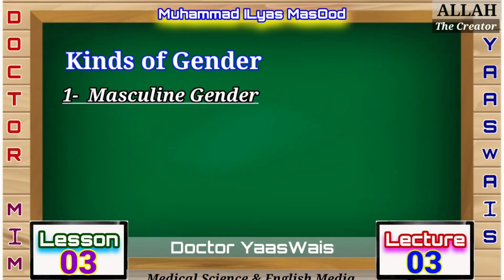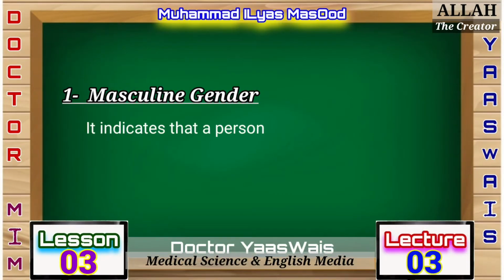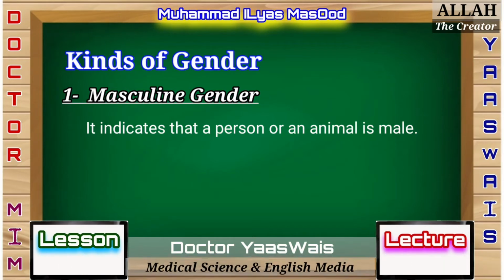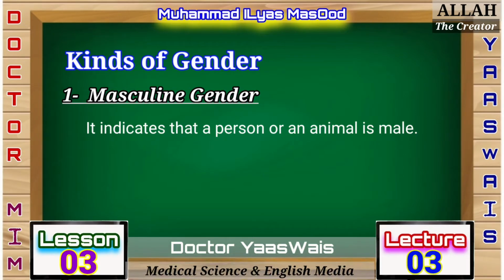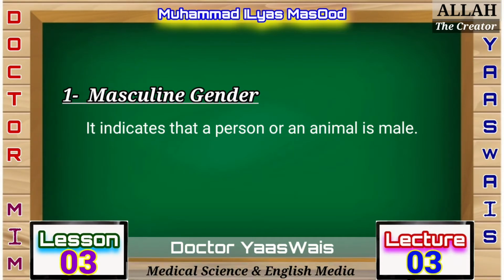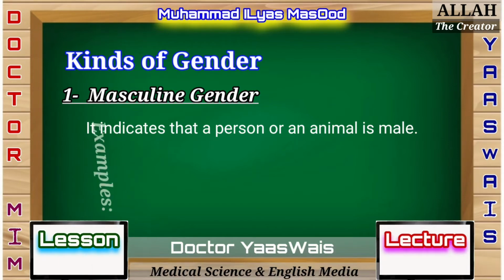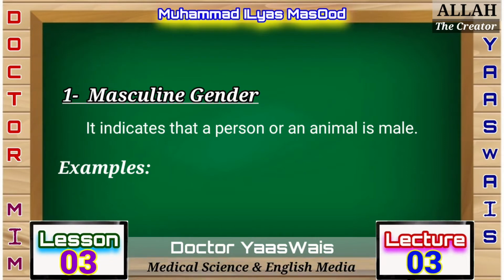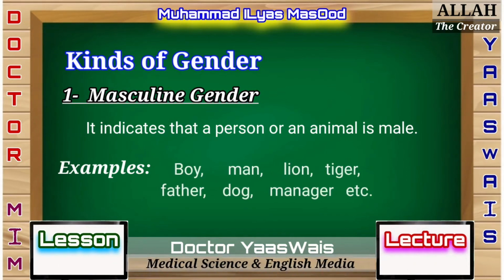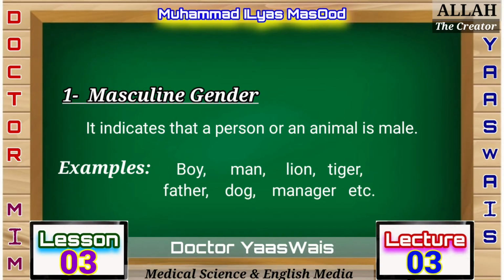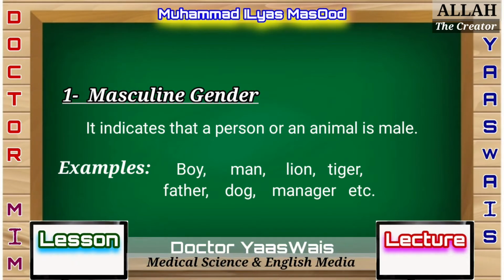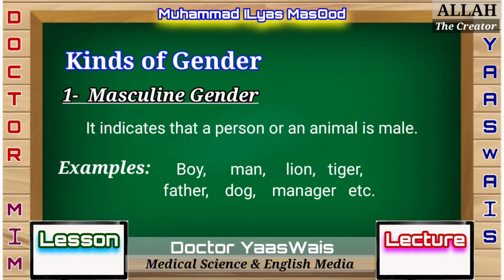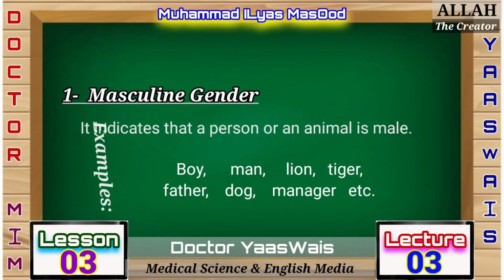Masculine gender. Masculine gender indicates that a person or an animal is male, as we all know that masculine refers to male. Consider the following examples, which show male gender of animals and humans. Boy, man, lion, tiger, father, dog, manager, and many more.